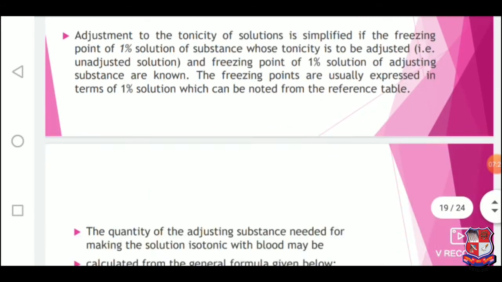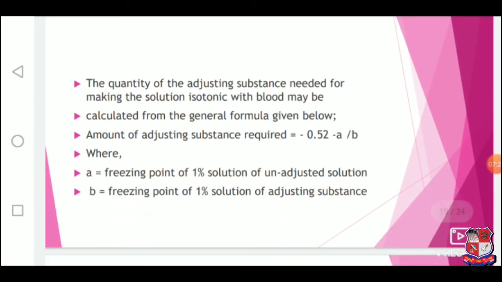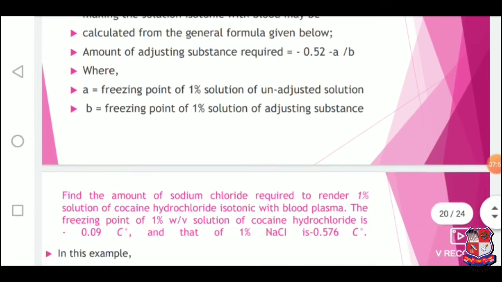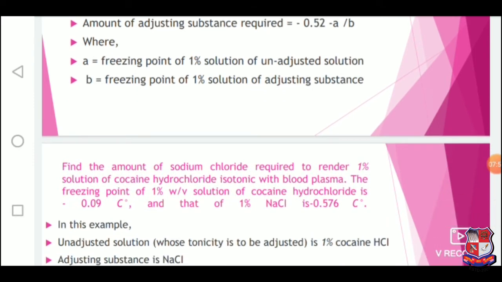The quantity of adjusting substance needed for making the solution isotonic with blood may be calculated from the general formula given below. Amount of adjusting substance required is equal to minus 0.52 minus A, divided by B, where A is equal to the freezing point of a 1% solution of the unadjusted solution and B is equal to the freezing point of a 1% solution of the adjusting substance.